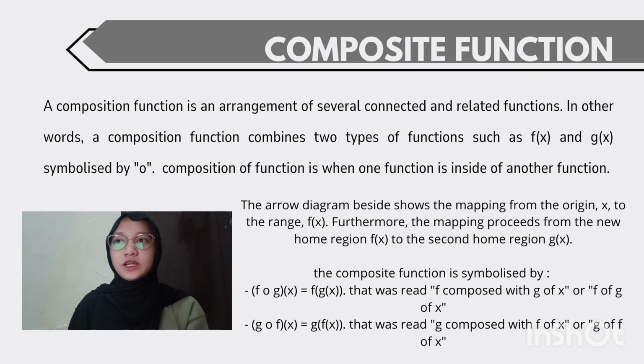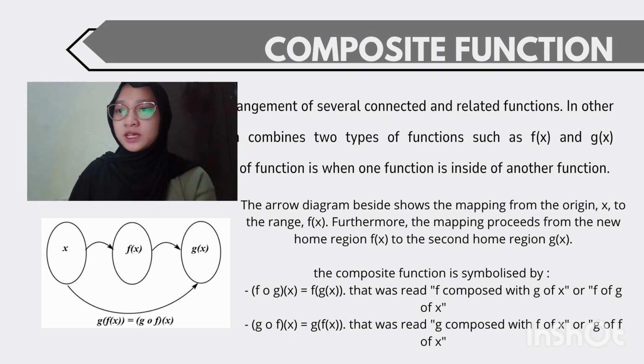The next one is the composite function. A composite function is an arrangement of several connected and related functions. In other words, a composite function combines two types of functions such as f of x and g of x, symbolized by a small circle. Composition of functions is when one function is inside of another function.